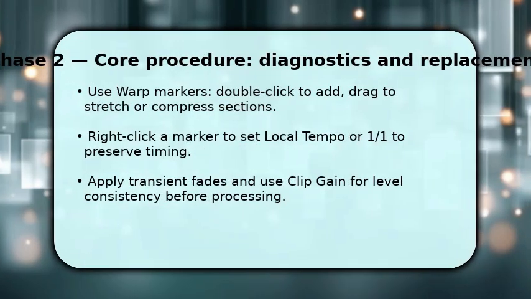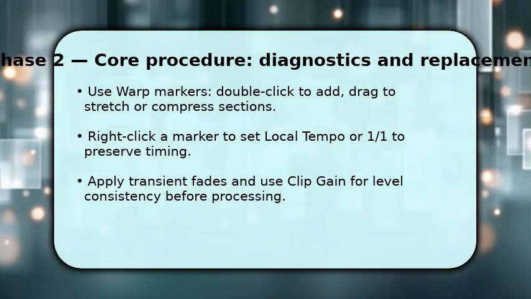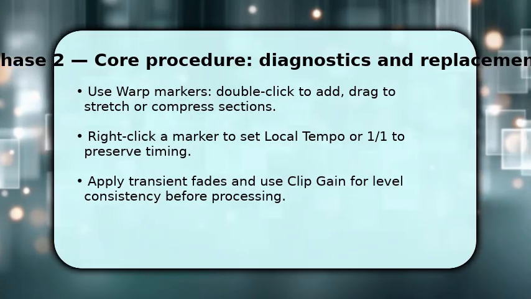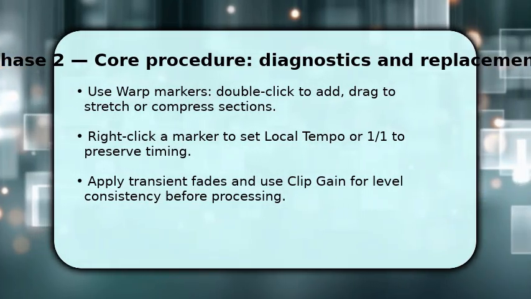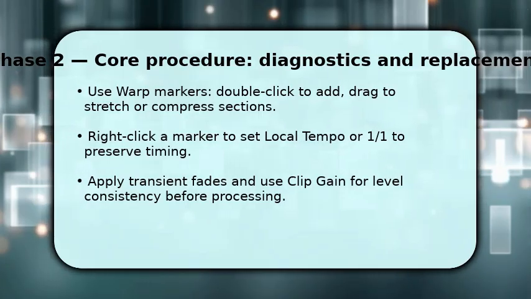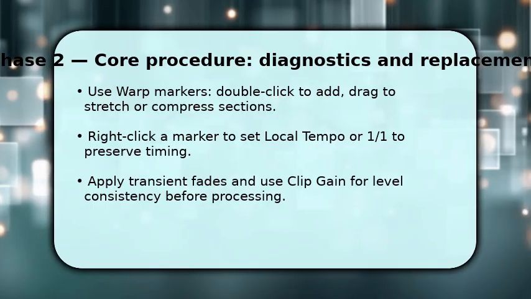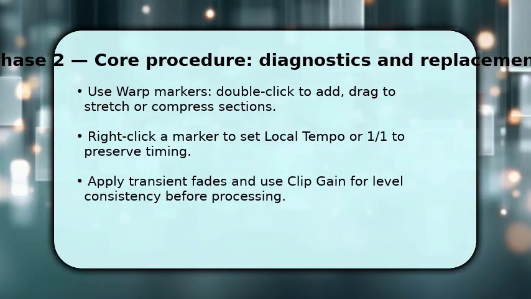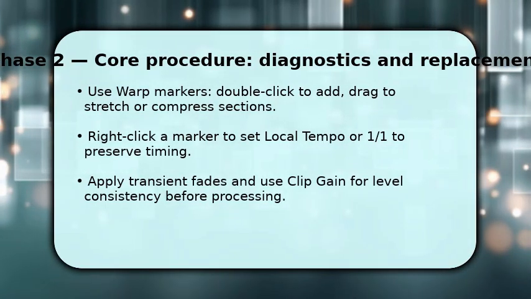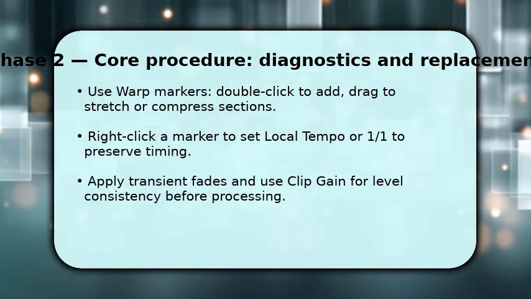You now manipulate timing. Add warp markers at consonant attacks and vowel peaks, then drag to tighten or loosen phrasing. This is where you sculpt groove. For larger time moves, create 2 markers and pull the later one. This preserves surrounding audio. Use local tempo on a marker to avoid global tempo shifts when doing drastic edits.